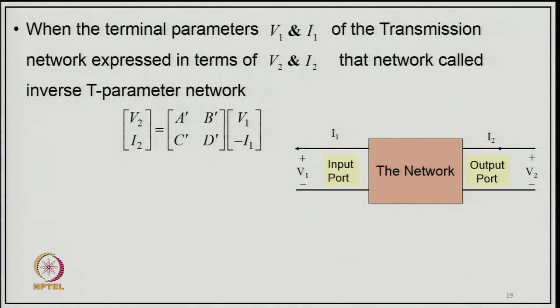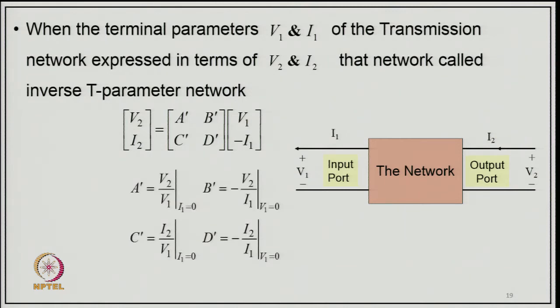We call these the inverse transmission parameters. A dash equals V2 upon V1, the voltage gain, where I1 is 0, meaning the input terminals are open. B dash equals minus V2 upon I1, where V1 is 0, meaning the input terminal is shorted. C dash equals I2 upon V1, where I1 equals 0, and D dash equals minus I2 upon I1, the current gain, where V1 is 0, meaning the input terminal is shorted. So, these are the inverse transmission parameters.